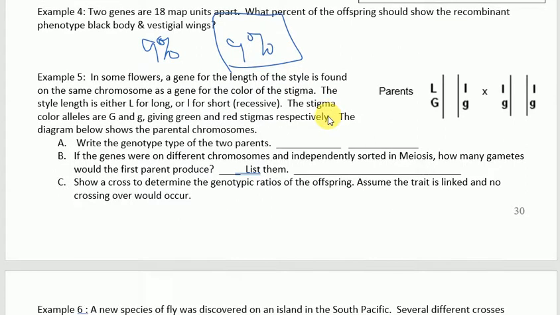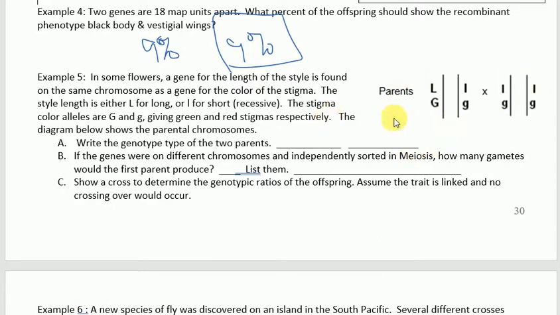Example 5. In some flowers, a gene for the length of style is found on the same chromosome as a gene for the color of the stigma. The style length is either L for long or little l for short. The stigma color alleles are big G, little g, giving green and red stigmas. The diagram below shows the parental chromosomes.